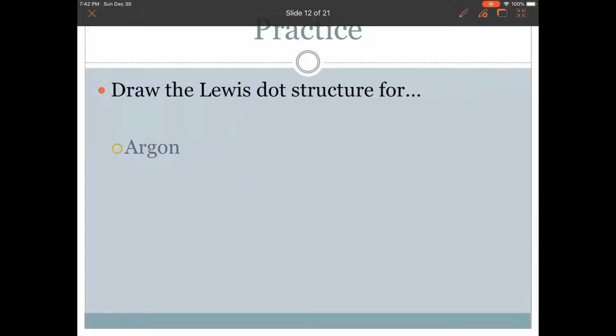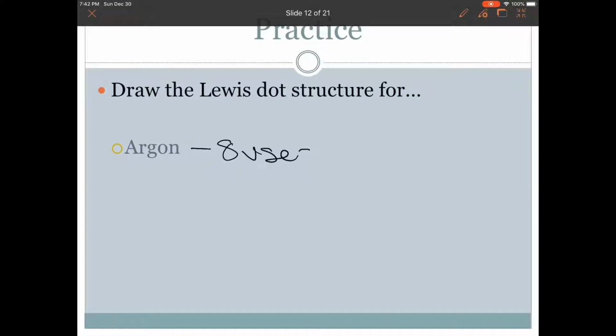So now let's try argon. All right, so argon is in group 18. That means it has 8 valence electrons, which means its octet is full. Argon does not want to bond with anything. It is happy the way it is, which is the same with all noble gases. If you remember from the tour of the periodic table, noble gases are unreactive. That is because they have 8 valence electrons, and that's all they want.